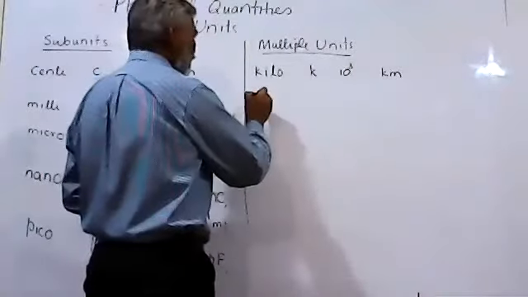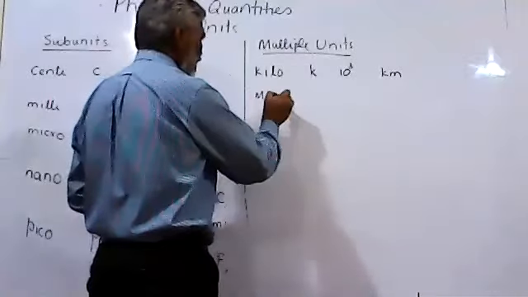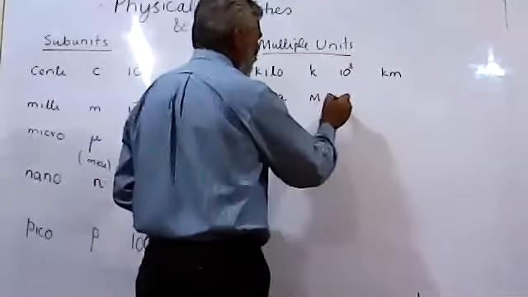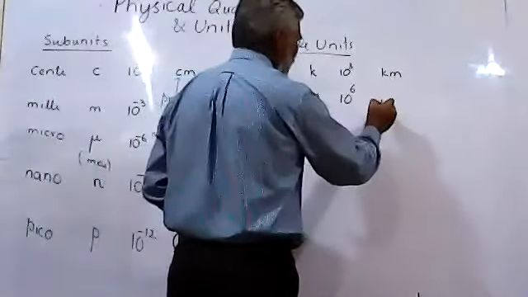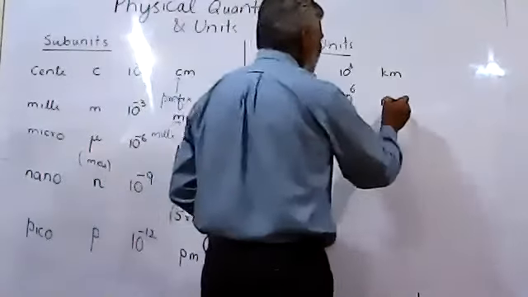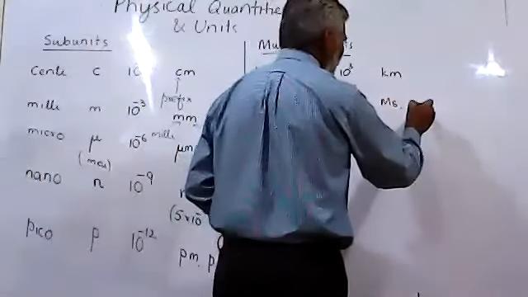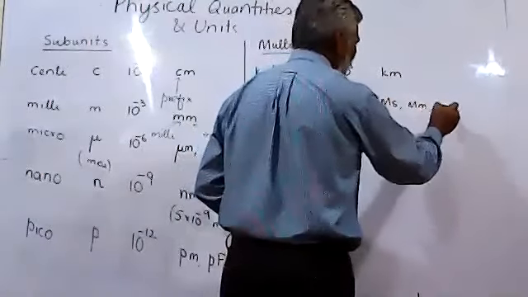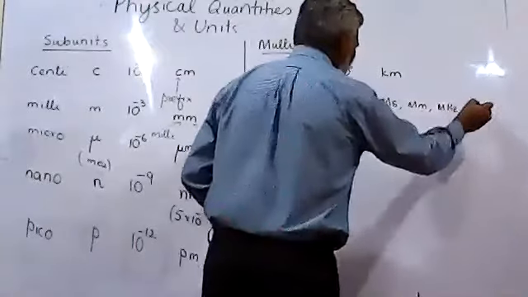Then we have mega. Mega is capital M. This is 10 raised to power 6. It could be mega seconds. It could be mega meter. It could be megahertz, and so on.